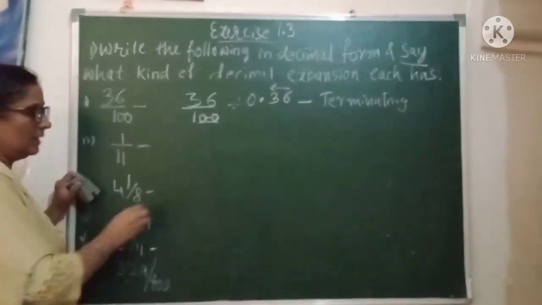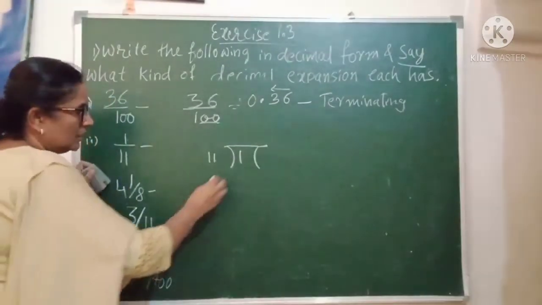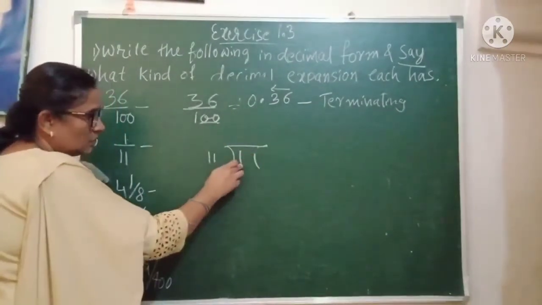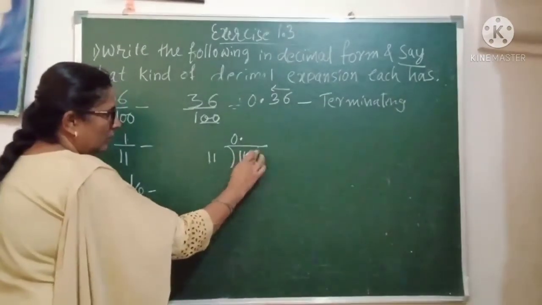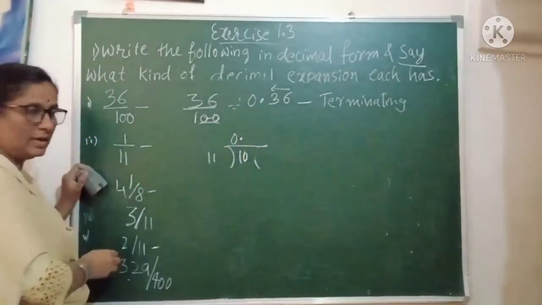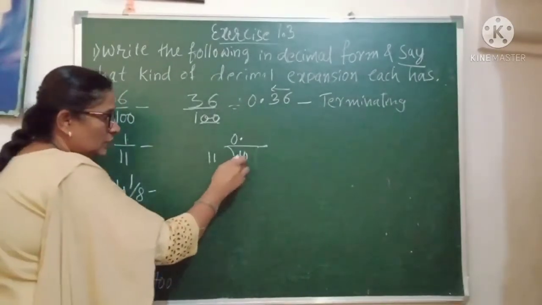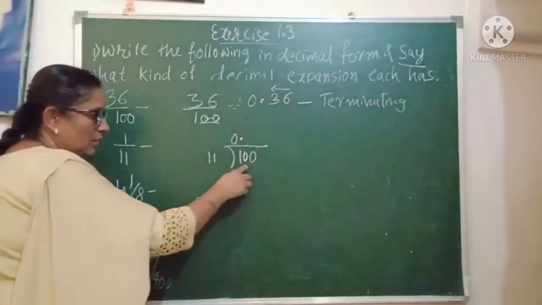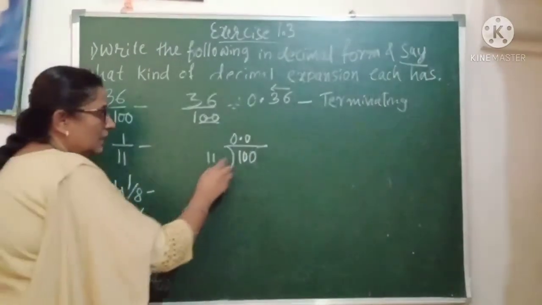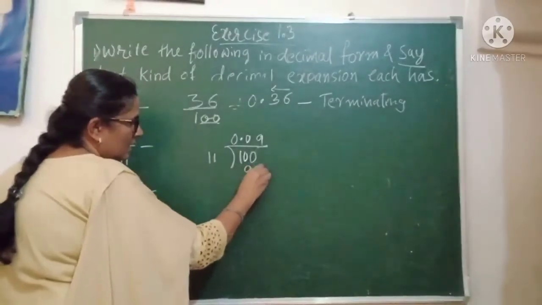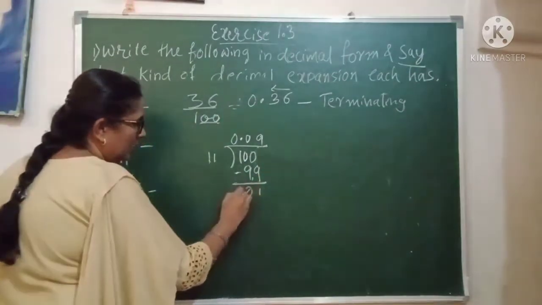Look at this one. 1 upon 11. Do this actual division. 1 upon 11, what will you do? This one is smaller than 11. So what will we do? We will take a decimal point and make it 10. Even then, by taking 0, this is still smaller than 11. Be careful. So if you take one more 0, that is 2 zeros, then we put 0 in the quotient. Then 11 9s are 99. So 100 minus 99, the remainder is 1.